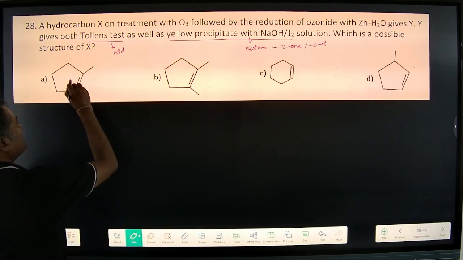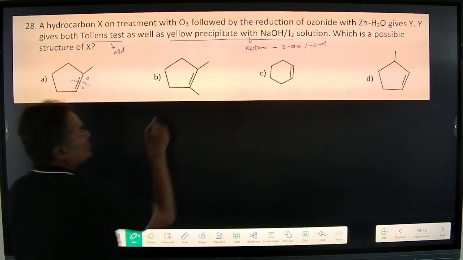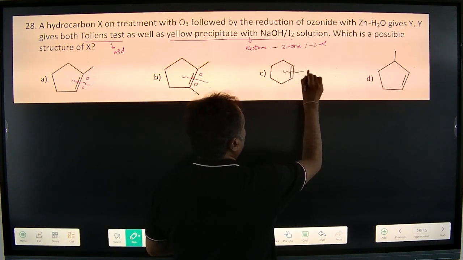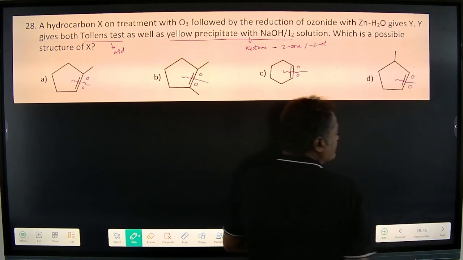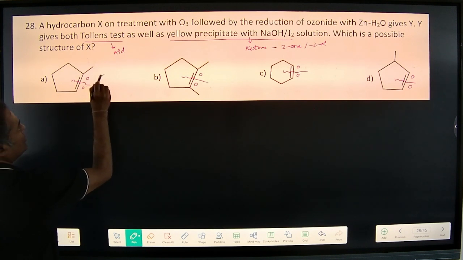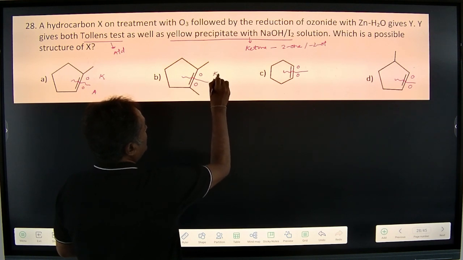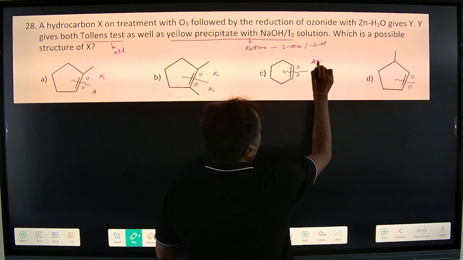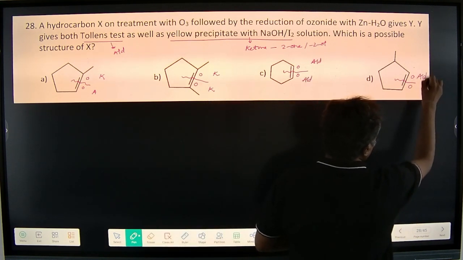During ozonolysis, we have to break a bond and put O on both sides. In this case also, when you break the bond, we get O on both sides. Again, when you break this bond, you get O on both sides. Now, the question is what? If you check, option A has both a ketone and an aldehyde. In this case, you have a ketone and a ketone. In this case, you have an aldehyde and an aldehyde, and in this case again you have an aldehyde and an aldehyde.